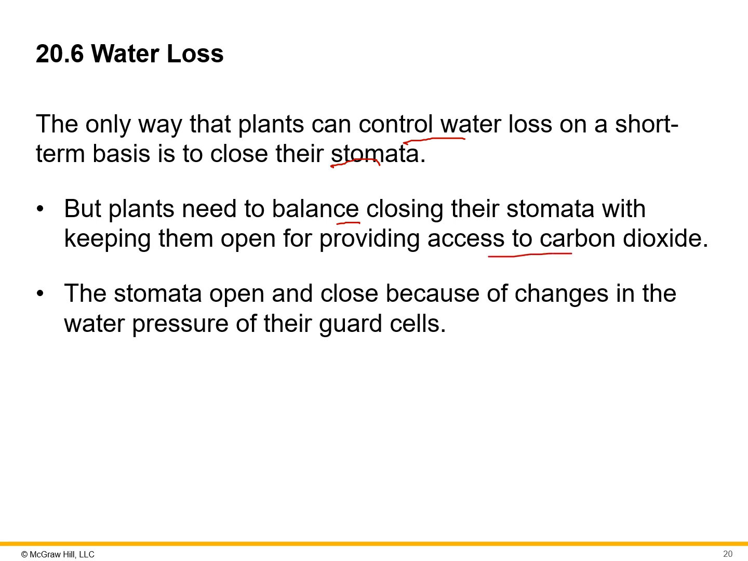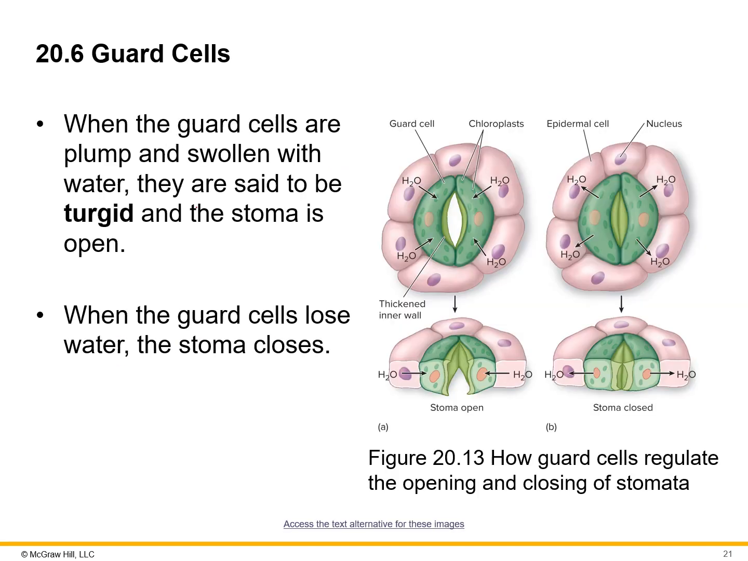So they're open to allow gas exchange. So if they close them to keep the water in, now they have the problem of not having carbon dioxide for photosynthesis. And actually what causes those stoma to open are changes in the water pressure of those guard cells that surround them. So as we see here with the guard cells, the guard cells are plump and swollen with water. That creates turgor pressure. So the cells are said to be turgid.